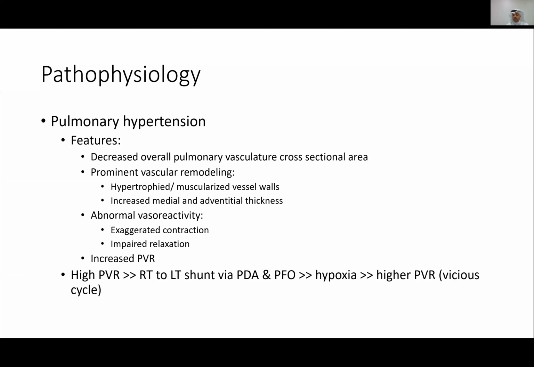So what happens when you have a high pulmonary vascular resistance? You start to have right-to-left shunting via the PDA and PFOs, and then you end up with hypoxia. We know that hypoxia tends to cause pulmonary hypertensive crisis, and then you go through that vicious cycle again and again. That's why those patients tend to get very sick in the first few days of life.